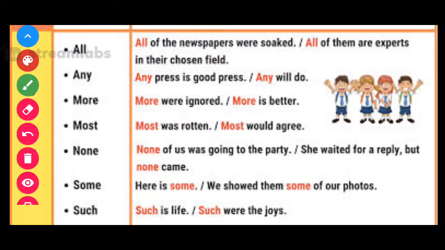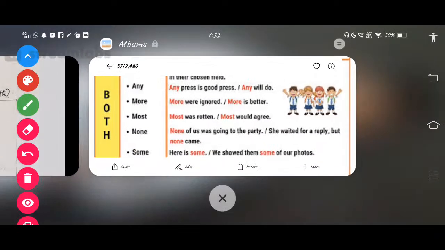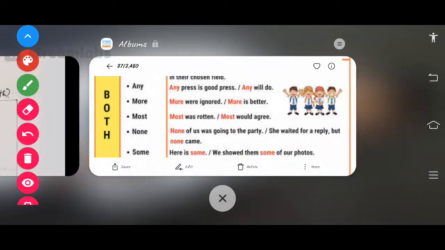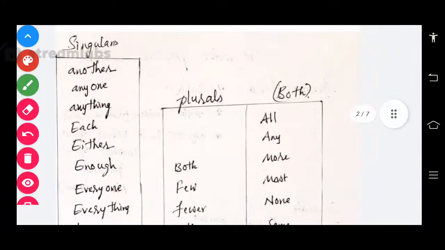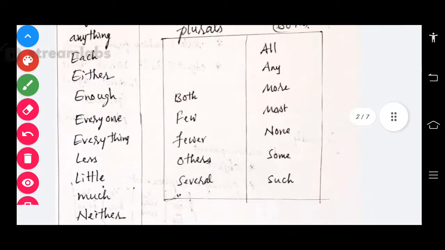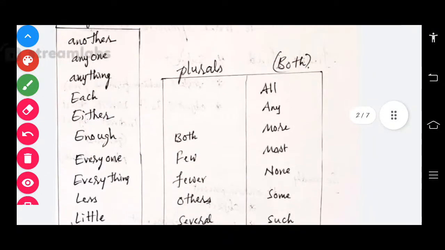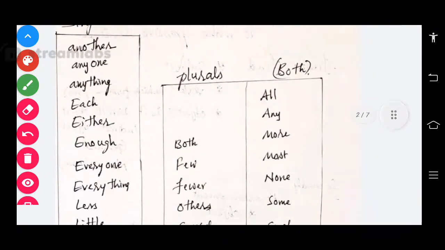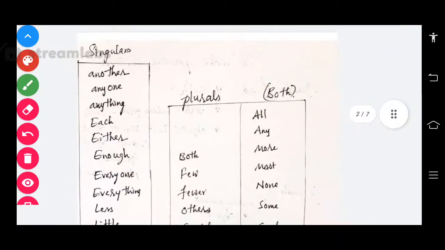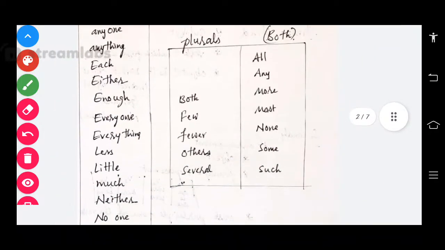Did you understand this? Okay, let's enter into our topic. These are all indefinite pronouns. Under the indefinite pronouns, if you have a good idea about singular and plural indefinite pronouns, and both singular and plural, we can use some pronouns, right?